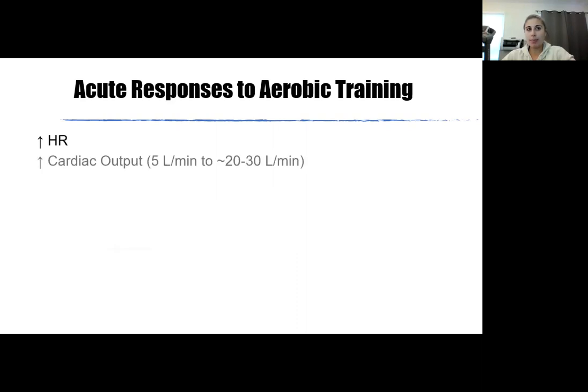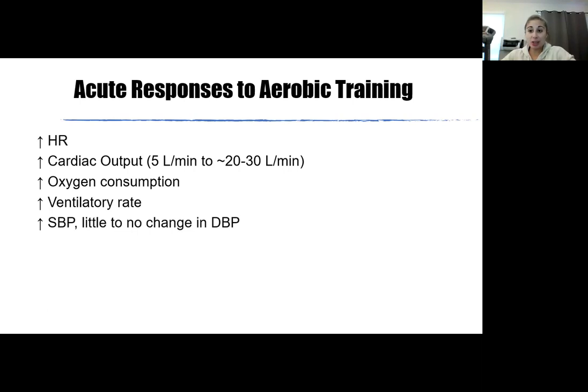My heart rate's going to go up. My cardiac output is going to go up, and I'm going to come back to that in a second. My oxygen consumption, your VO2, will go up. My ventilation is going to go up; I'm going to breathe faster and deeper. My systolic blood pressure will go up, but there's not much change in my diastolic blood pressure. We'll talk about that. And we're also going to see vasodilation.